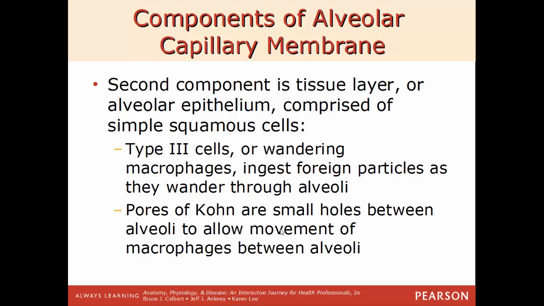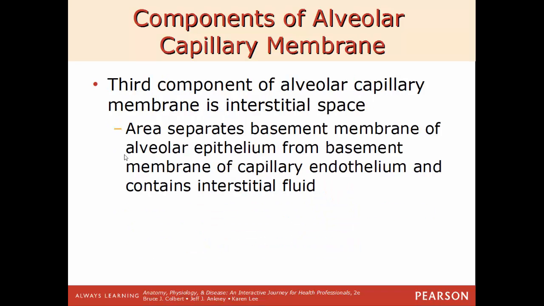Type 3 cells, or the wandering macrophages, roam around the alveoli, ingesting foreign particles as they wander through. So basically trapping stuff that shouldn't be there and destroying it. Now these macrophages are able to travel through the alveoli due to small holes between them called the pores of Kohn. Alright, the third component of the alveolar capillary membrane is the interstitial space.